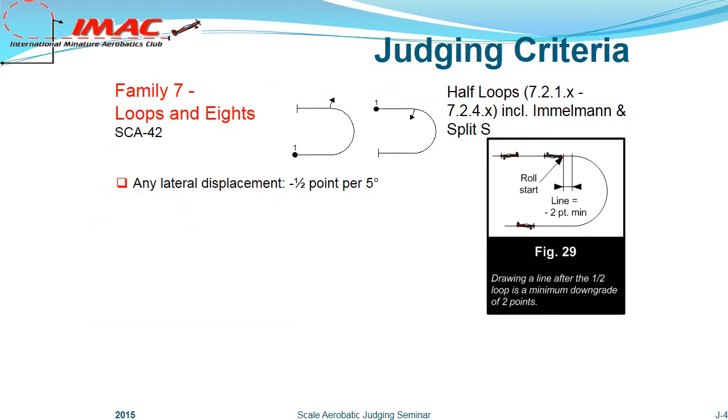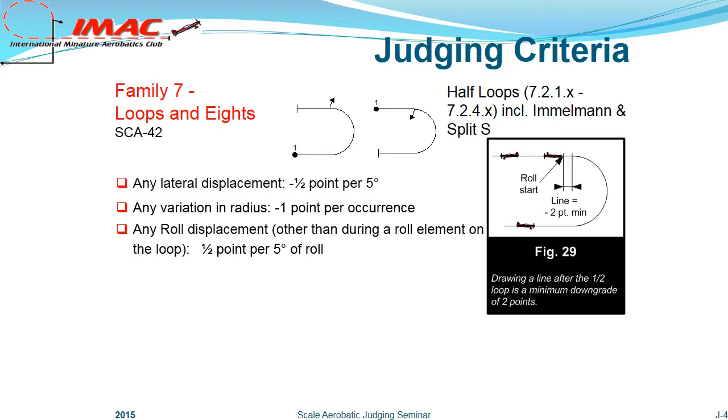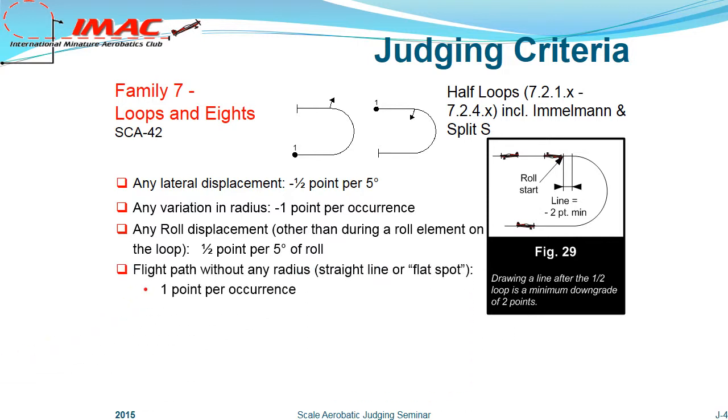Here are some half-loop figures commonly referred to as an Immelmann and a split S. As with common criteria, any lateral track deviations have deductions of 1/2 point per 5 degrees. For every radius change, the figure would be downgraded by 1 point. During the loop portion, if any roll displacement, not keeping the wings level, is observed, deduct 1/2 point per 5 degrees. If some portion of the loop doesn't have a radius, in other words a flat spot, then 1 point is deducted for each occurrence.